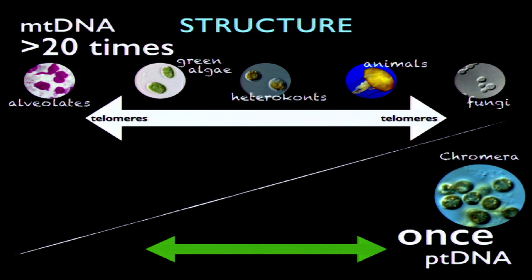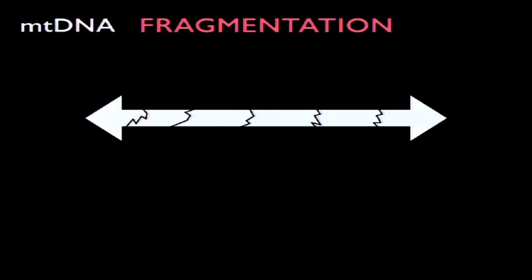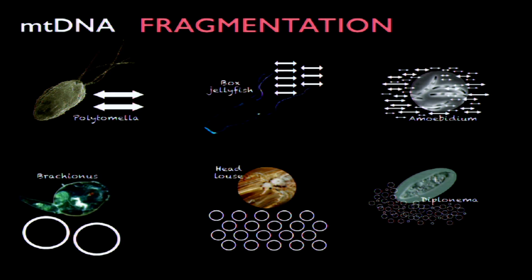And many, many times in mitochondrial evolution, an intact chromosome has been fragmented into multiple pieces, and that can involve linear or circular type chromosomes. The levels of fragmentation can be quite minor, like in this non-photosynthetic green alga or this rotifer, or they can be moderate, like in this head louse or in jellyfish, or they can be extremely severe, right? As we've heard in some of the earlier talks, like in Amoebidium or Diplonema.